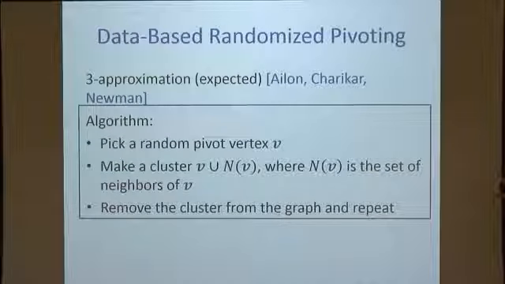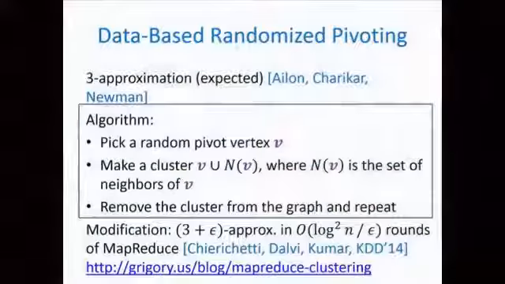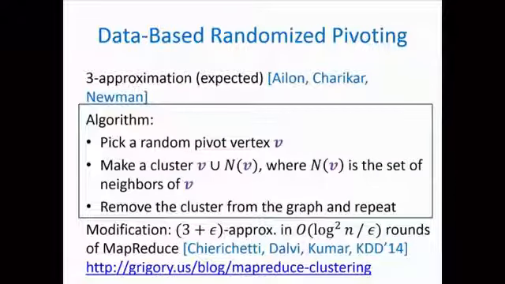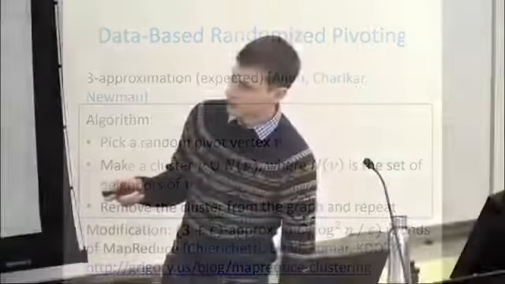So it's a very simple algorithm. You can implement it in almost linear time easily. It's very practical, but pretty sequential if you look at this, because you have to pick these pivot vertices one at a time. And in the worst case, it might take a linear number of iterations of this process to produce the resulting clustering. I just want to mention that there is a parallel modification of this algorithm which achieves a slightly worse approximation, but can be efficiently parallelized.